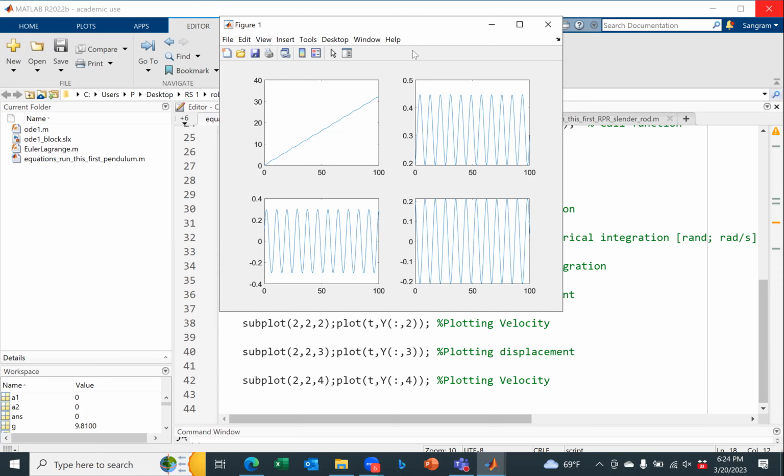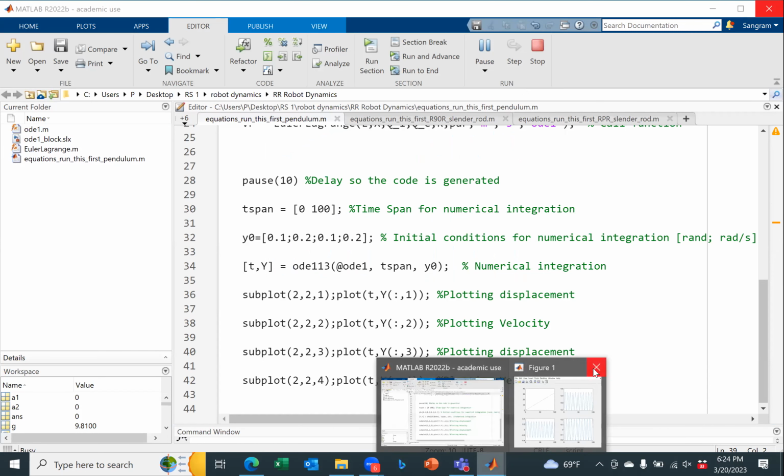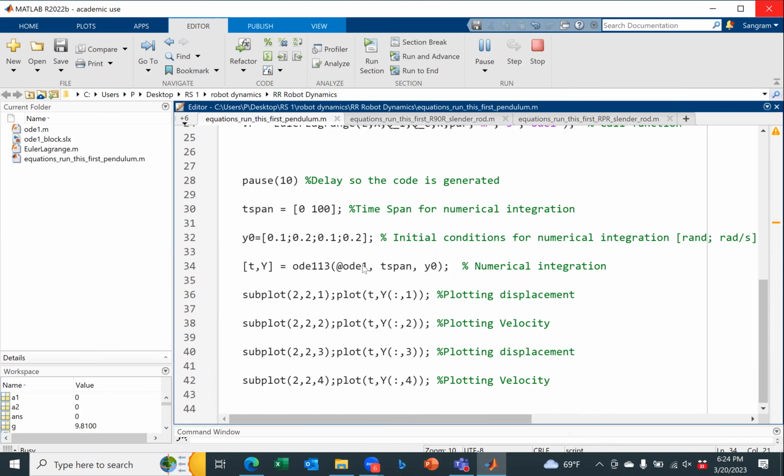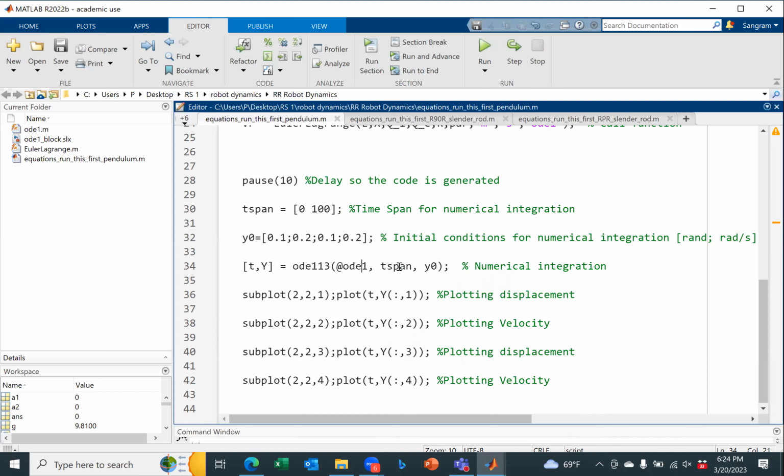When you run this code, you are going to get the results. We'll run this again. For some reason, my MATLAB is slow today, but I would encourage you to run this code and get the results. So this gives you the displacement and velocities: plot 1, plot 2, plot 3, and plot 4. We are going to follow the exact same process to analyze different types of problems.